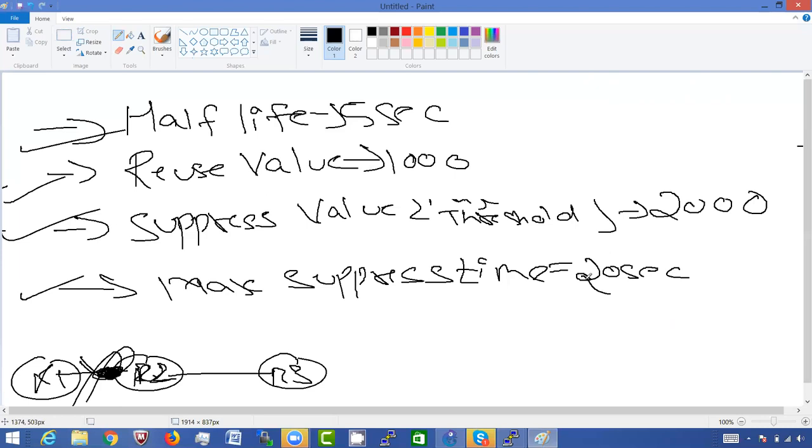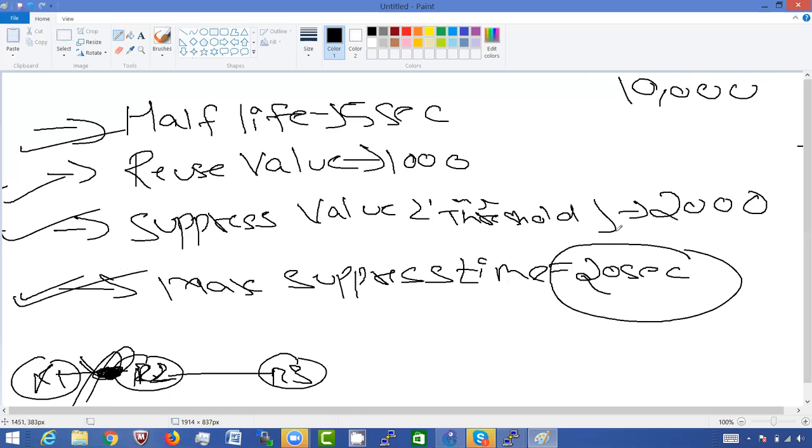What does this maximum suppress time mean? If my interface is suppressed, let's say the penalty was 10,000, and because this penalty exceeds the threshold, my interface was suppressed. Now my interface will be suppressed for a maximum of 20 seconds only. After 20 seconds, my router knows it needs to unsuppress this interface. So this is what maximum suppress time is: how long your interface will be suppressed.